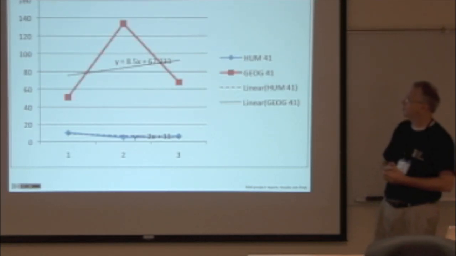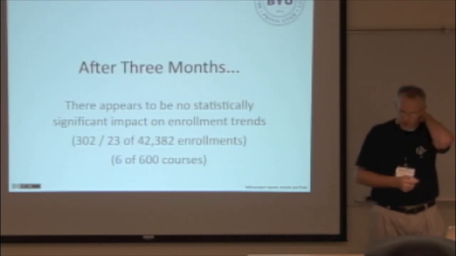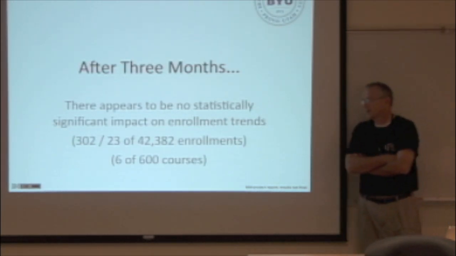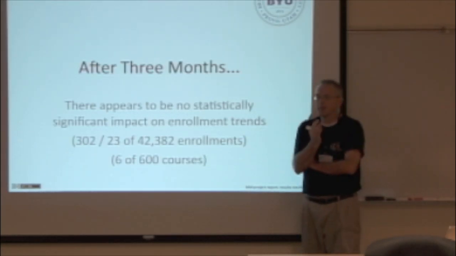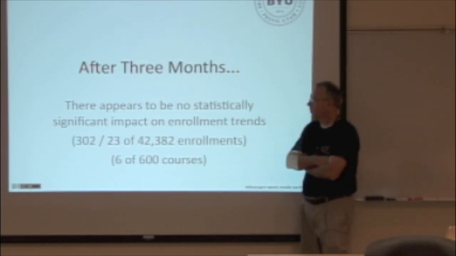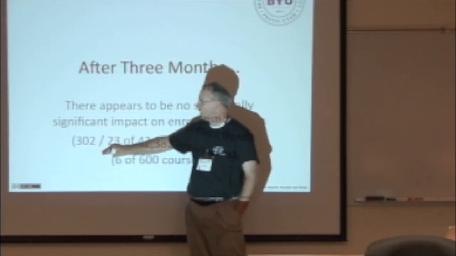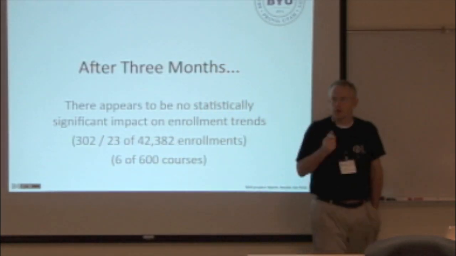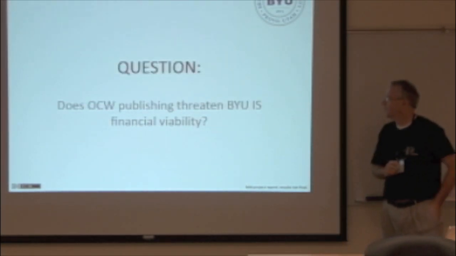So I guess I've kind of beat these slides into the ground here. If I say intercept one more time, you'll probably kill me. So after 3 months, in the case of the university courses, maybe they're slightly up. In the case of the high school ones, maybe they're slightly down. But I'm guessing it's not going to be significant when we do come back around. I mean, we're talking about 302 total enrollments through this channel, 23 using the click to enroll button, out of 42,000 enrollments overall. So it's only six courses out of 600 that we're looking at. So it's a very small sample anyway.